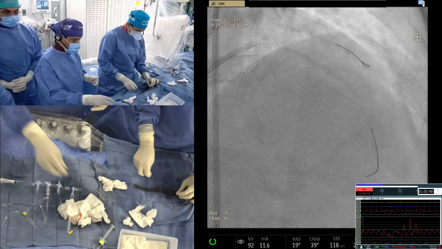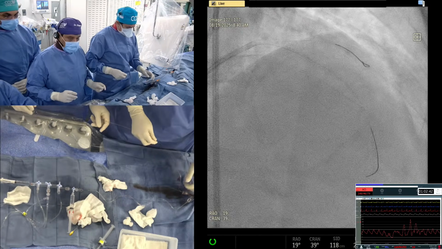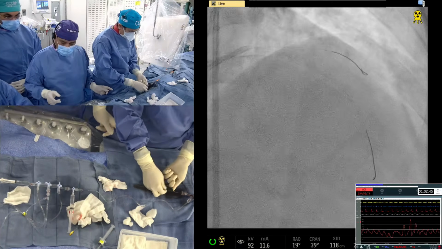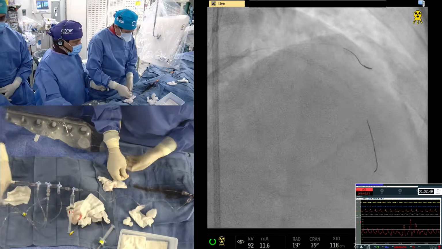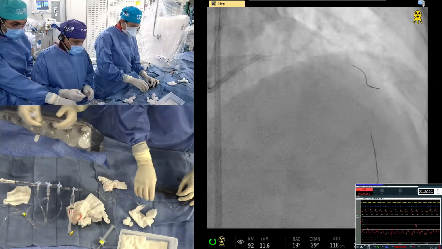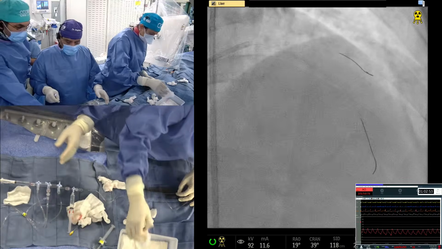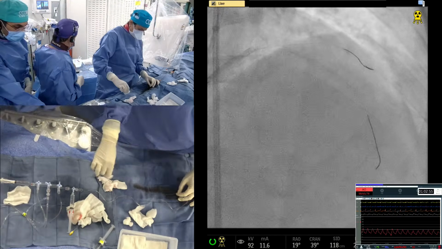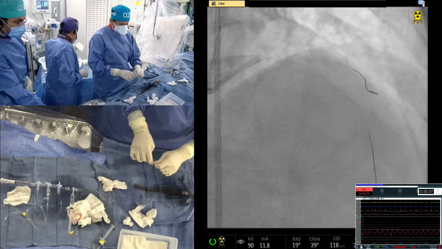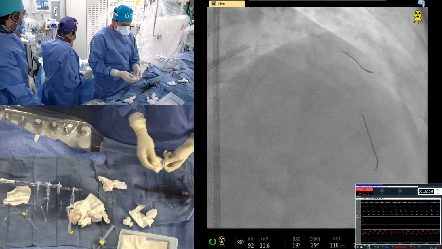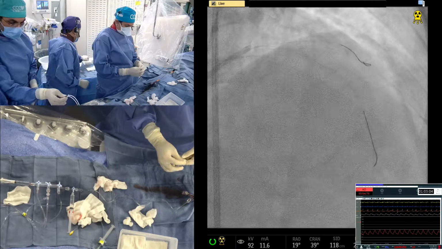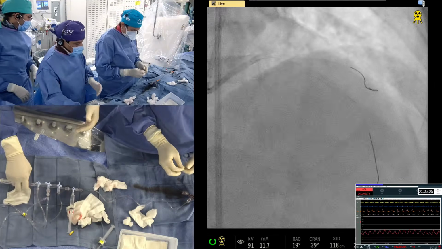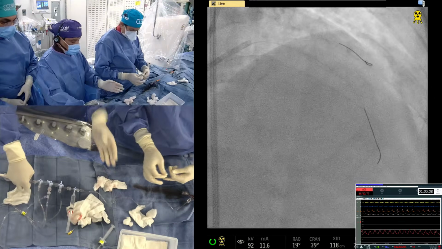There was some calcium at the level of the ostium of the diagonal. Okay, let's try the stent again. It's the thinnest profile stent, the 60 micron. That's the best of it. And as you know, that's the only stent which had a positive result compared to the Xience in the BIOFLOW trials, and that's our stent. And this is what we are using today.